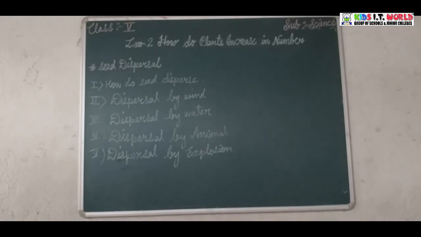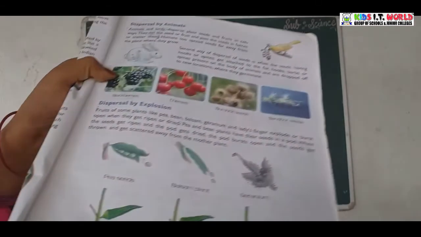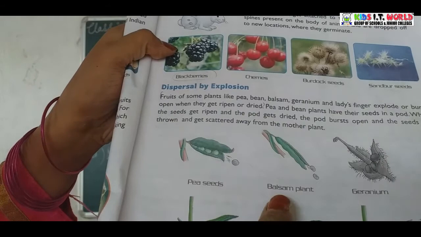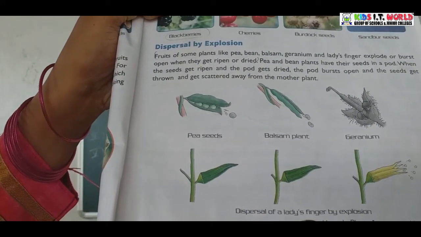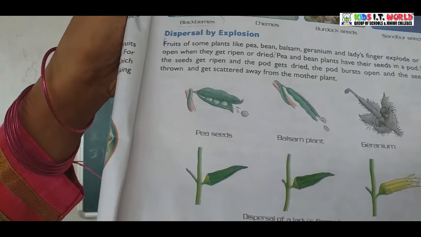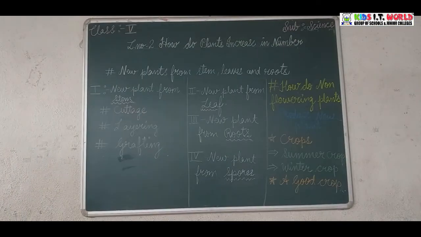See here an example in this diagram. Pea seed, balsam plant and geranium. Dispersal of ladyfingers by explosion. Next is new plants from stem, leaf or root. Let's see how new plants grow from stem. In this we will see cutting, layering and grafting.